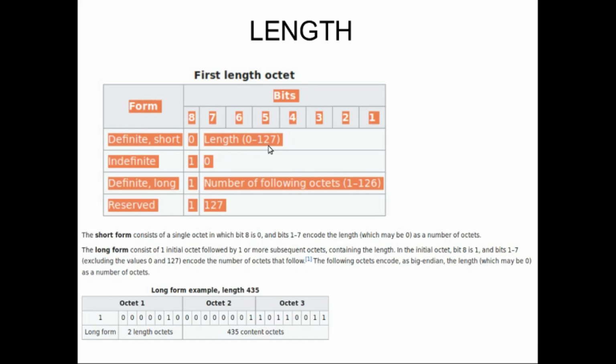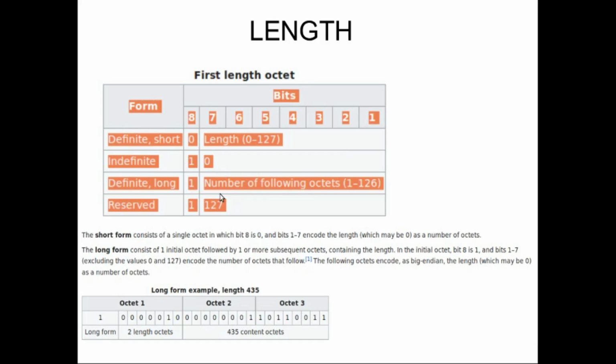Now coming to the length. After the type, you have the length. Length can be 1 byte, or it can go over multiple bytes. So how do we store it? There are 2 formats, short format and long format. If we have 1 byte only, we can use the short format to represent lengths from 0 to 127. But if you have a bigger one, then you make the first bit of the first byte 1, and if the remaining bits are all zeros, then it is indefinite.